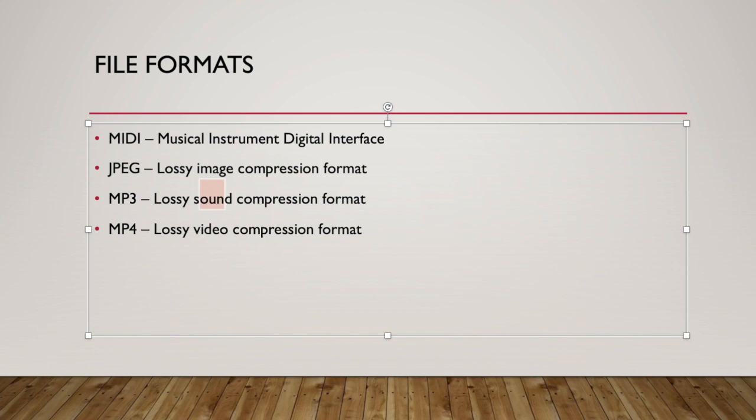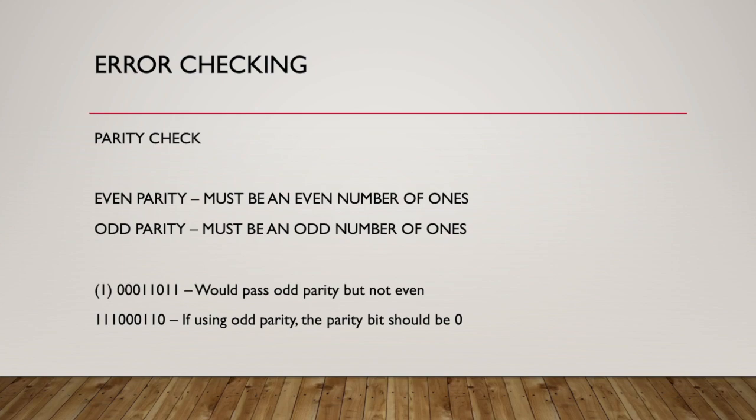Okay? Next, we've got error checking, okay? Firstly, we've got parity checking. So in error checking, there are quite a few different error checking methods that you need to know about. You need to know about ARQ, you need to know about echo checking, you need to know about parity checking, and you need to know about check digits or checksums. Parity checking is that one where we have either an even or odd number of ones. Okay? Let's say, for example, we wanted to transfer this byte to another computer. We would agree with the other computer whether we were going to use odd or even parity. If it's odd parity, you are looking for an odd number of ones, okay?